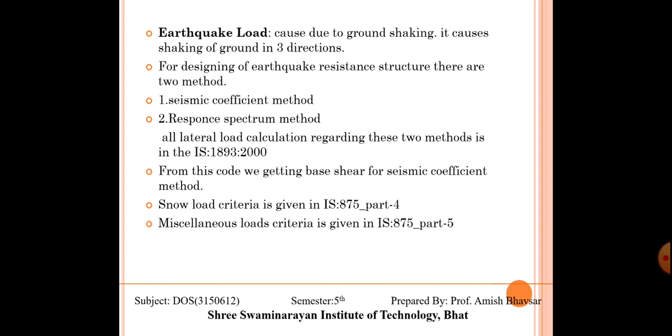For the design of earthquake resistant structures, there are two methods. First one is the seismic coefficient method and the second one is the response spectrum method. All the lateral load calculations regarding these two methods are given in IS 1893-2000. It is also a special code for earthquake resisting structure design. In this code, there are criteria for these two methods, the seismic coefficient method and the response spectrum method. We have the calculation, and from that calculation we can calculate the earthquake resistance criteria.